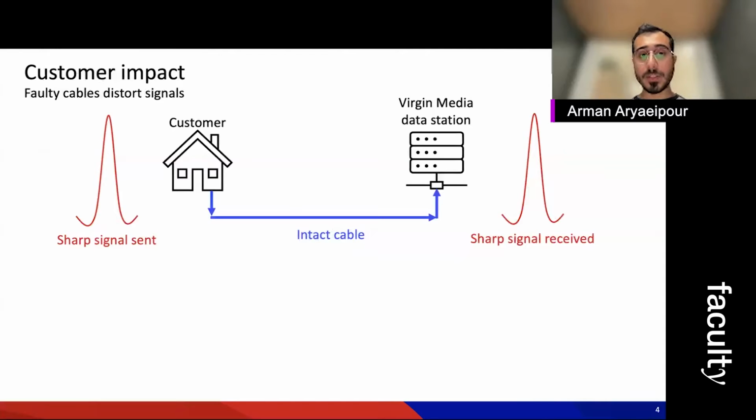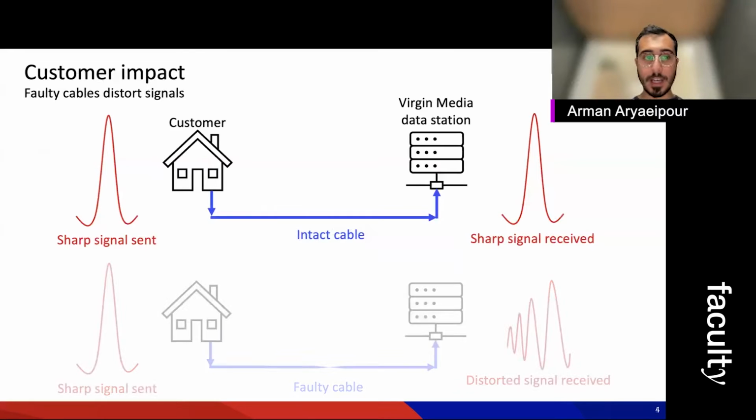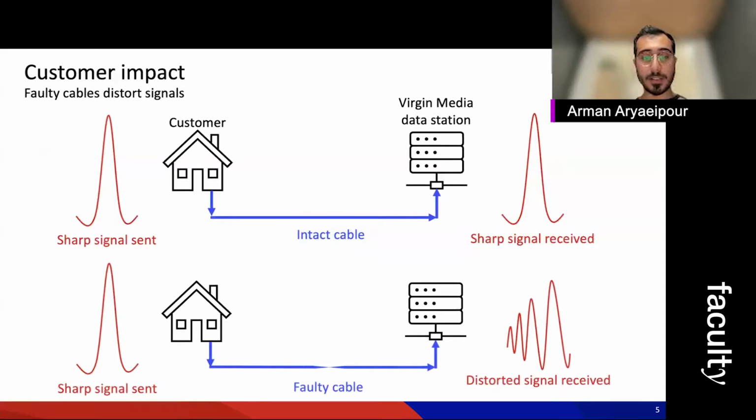Well, when a customer's cable modem sends a sharp signal through an intact cable, it arrives at the data station as a sharp signal. However, when a customer's cable modem sends a sharp signal through a faulty cable, then the signal distorts over the fault and arrives at the data station as a noisy signal, decreasing the upload and download speeds of the customer and decreasing their service quality.